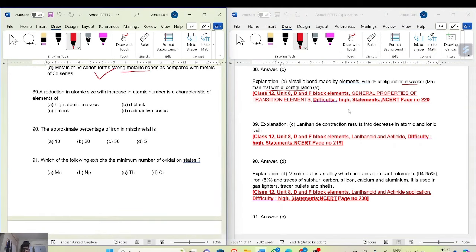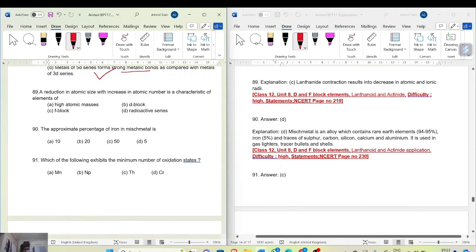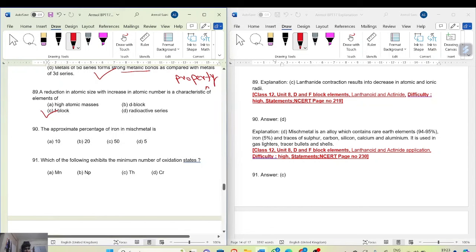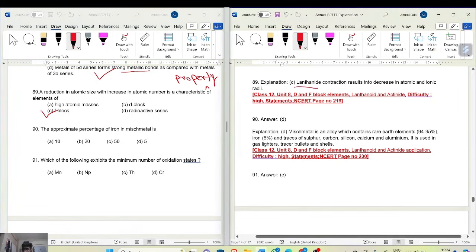Now question number 89. A reduction in atomic size with increase in atomic number is a characteristic property of element of... So it is a characteristic property of F block element. It is a very famous line from NCERT that a reduction in atomic size with increase in atomic number is a characteristic property of F block element due to the lanthanoid and actinoid contraction. So it is a very easy theoretical question.